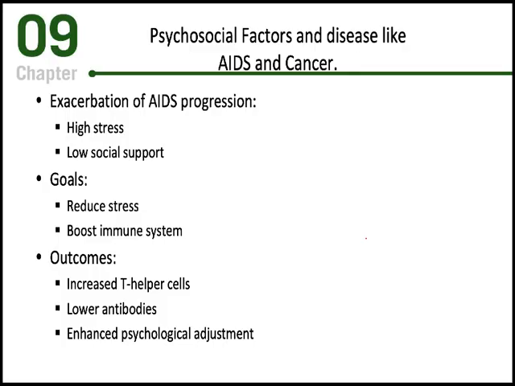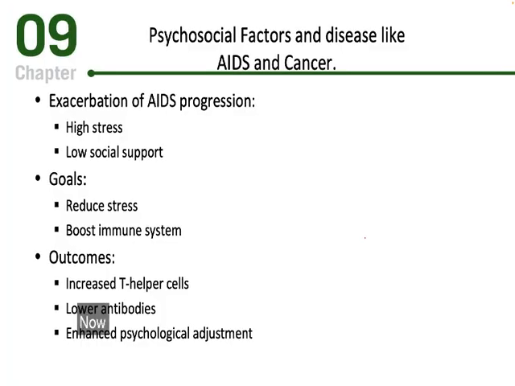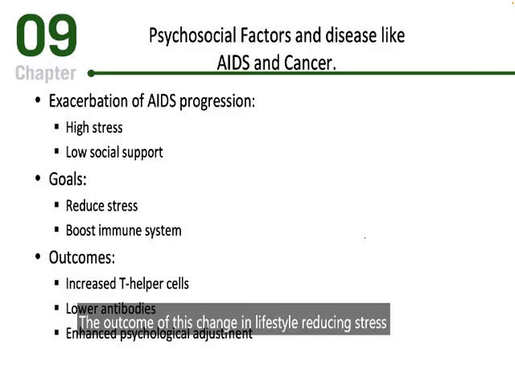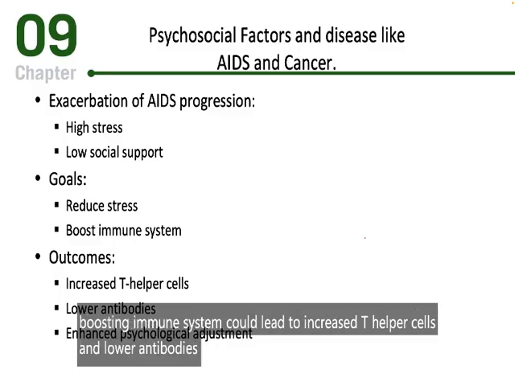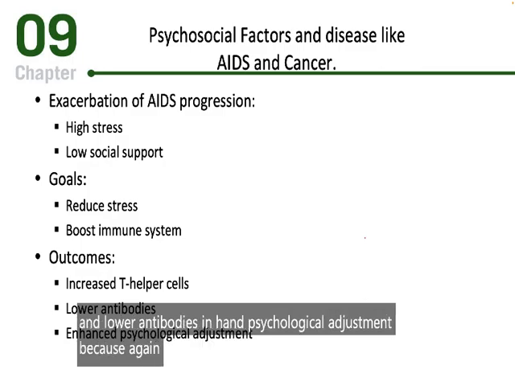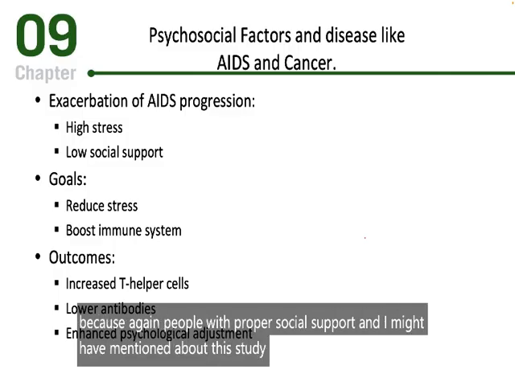So there's much to talk about the psychological aspect in there. And the goal is, of course, trying to manage stress. Now, the outcome of this change in lifestyle, reducing stress and boosting immune system, could lead to increased T helper cells and lower antibodies, enhanced psychological adjustment, because again, people with proper social support, and I might have mentioned this study from the Oxford University.